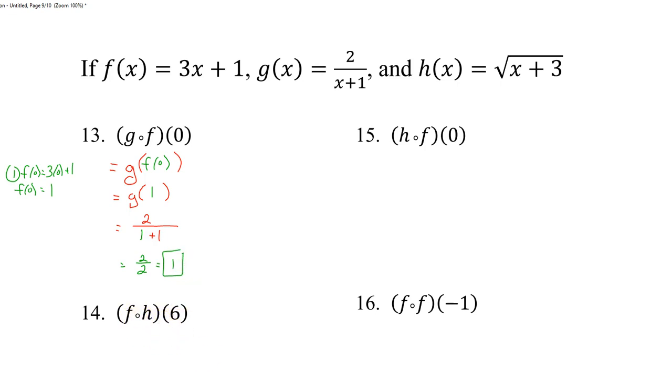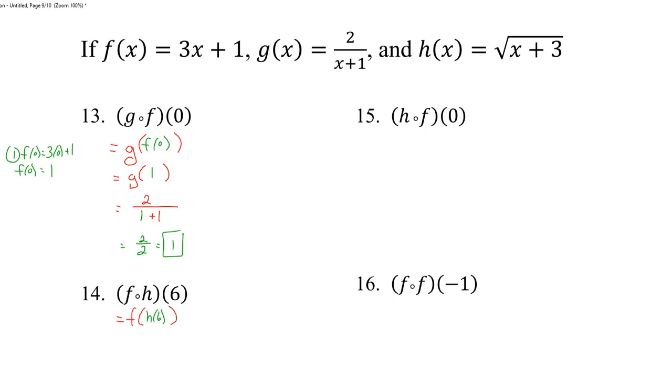I'm going to do the same thing here with this next one. So again, my outside function is my f function. My inside function is the second function, which is h, so I will be evaluating h of 6 to begin with. So I like to come over here to the side and find h of 6. So I'm going to find the square root of 6 plus 3, which is the square root of 9. So I find that h of 6 has a value of 3 because the square root of 9 is 3.